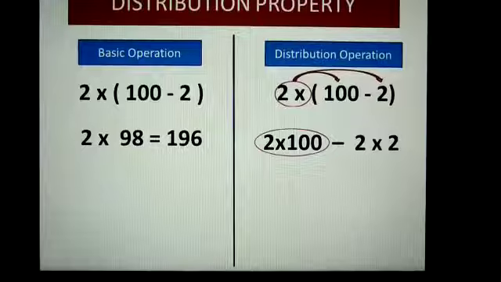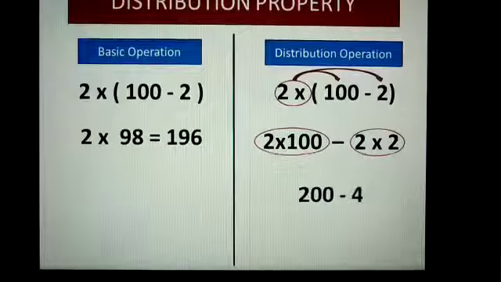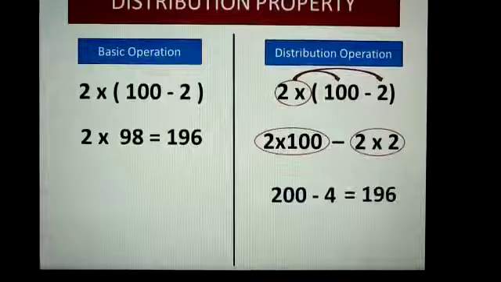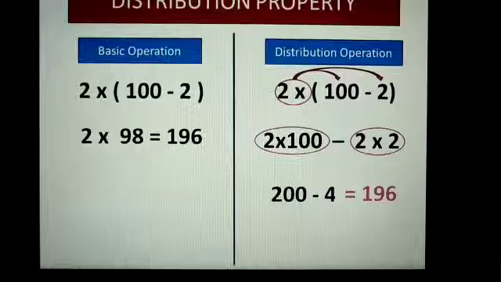2 times 100 is 200 and 2 times 2 is 4. So 200 minus 4 is equal to 196. So by distributive property, we can easily solve this problem.